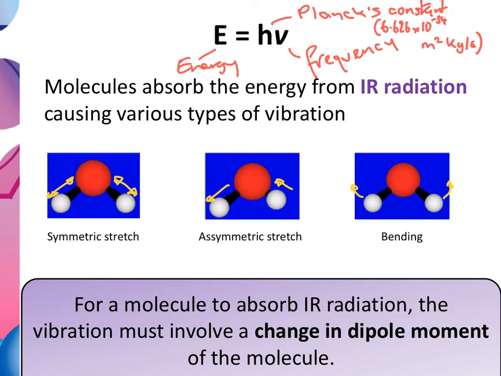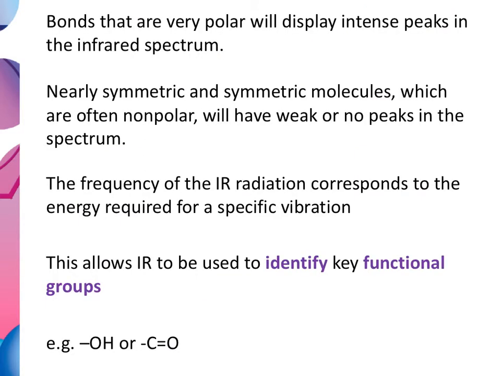So for a molecule to absorb infrared radiation, one of the things it's got to have is a change in dipole moment. There's got to be something there already. So there's got to be a difference in electronegativity, essentially. So that's one of the things that we might be considering when thinking about infrared absorption. So we find that the more polar the bond is, the more intense the peak is, i.e. the more IR radiation that's been absorbed.